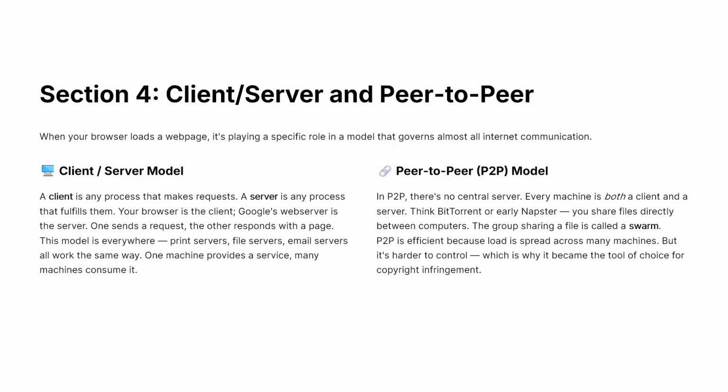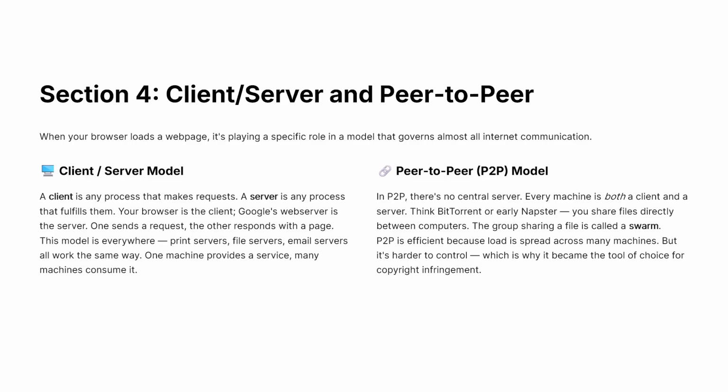Here's a question. When you load a web page, what's actually happening between your computer and the server? The answer involves something called the client/server model. A client is a process that makes requests. A server is a process that fulfills them. Your browser is a client. The web server at Google is the server. Your browser asks for a page. The server sends it. This model is everywhere. Print servers, file servers, email servers, all the same idea.